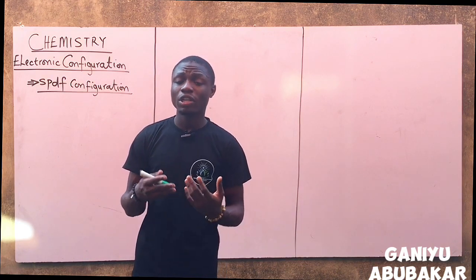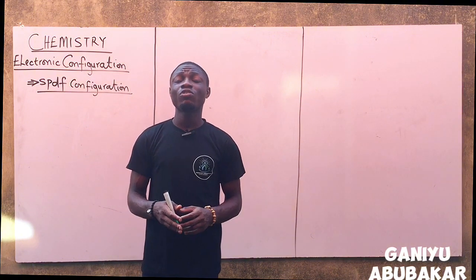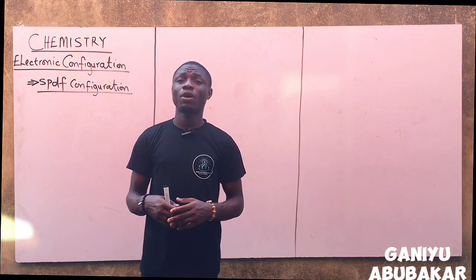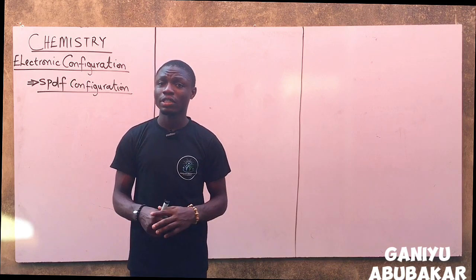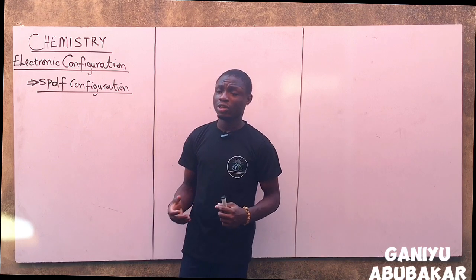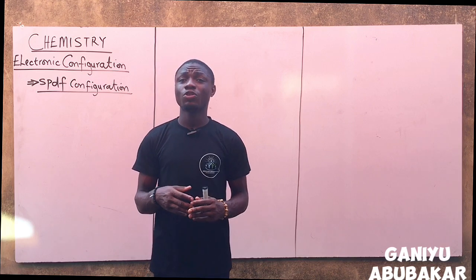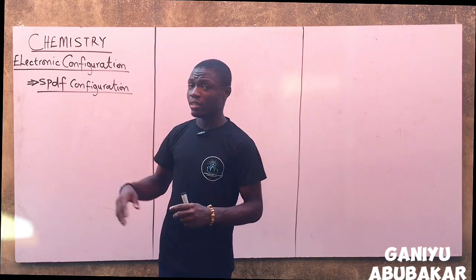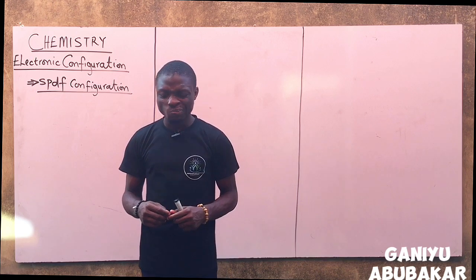Last class again, we discussed electronic configuration, right? Under electronic configuration, we discussed two concepts there. Number one, the KLMN shell concept, and the SPDF configuration, right? So for today, I would like to start from SPDF configuration because in the last class we didn't actually finish the concept behind this, right? So let's start with SPDF configuration.